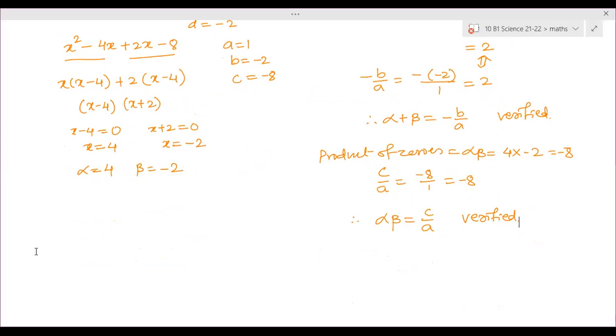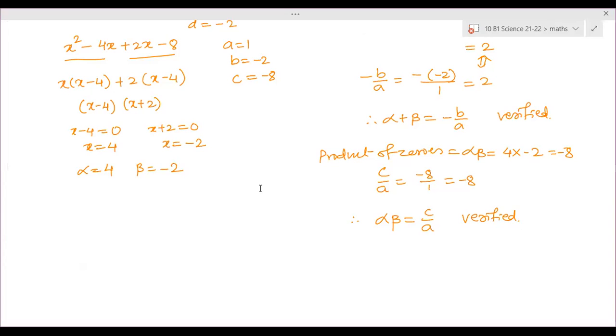For the second part, we just need to find the sum and product of the zeros, right? Verification, ma'am. I got the sum of zeros as 1 by 2 plus 1 by 2, which is 1. But minus b by a is 4. How is it 4?